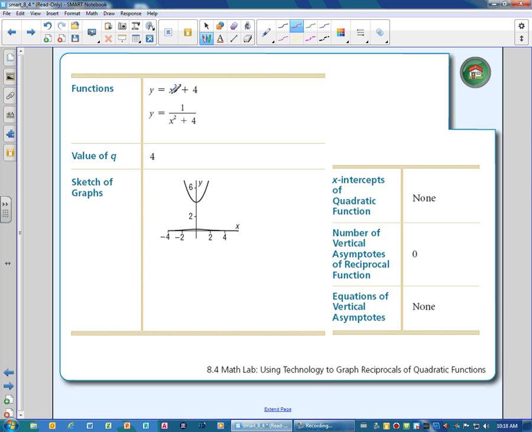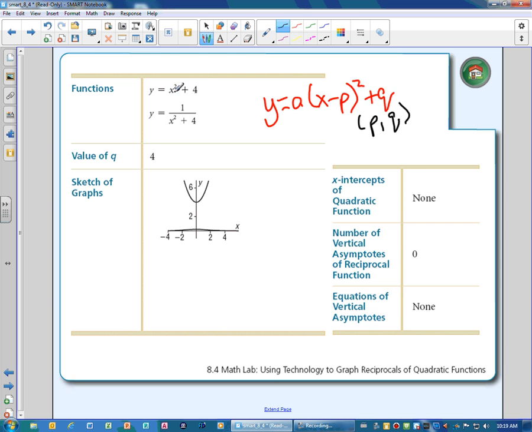Starts with the function y equals x squared plus 4, and then the reciprocal. So the value of q, it says 4. What does it mean by the value of q? Well, remember that when you write a parabola, it can be in the form y equals a times x minus p squared plus q. And remember that your vertex is (p, q). So when it's asking for the value of q, it's asking for the y part of your vertex.